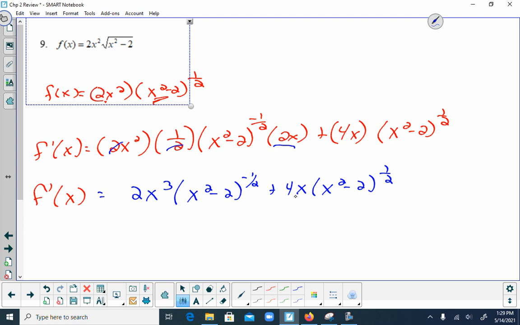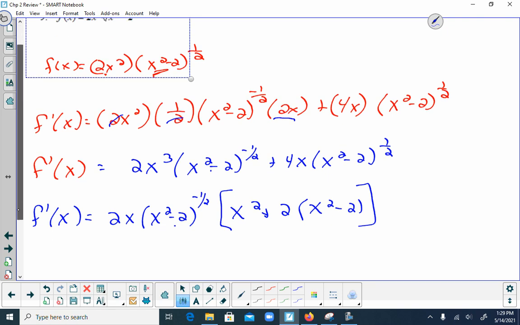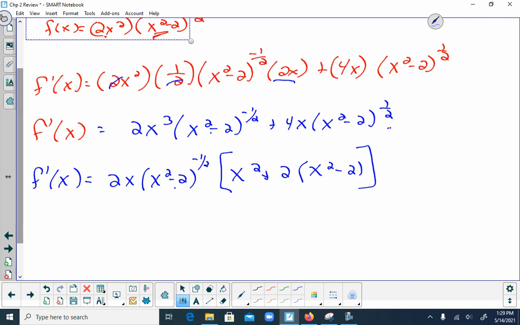So I am going to factor out an x and a 2. So 2x. And then I'm going to factor out this quantity of (x squared minus 2). The lowest power I see is negative 1/2. So from the first term, I'm going to have to multiply by x squared to get that 2x to the 3rd. And then I've already factored that out. From the second term, I'd have to multiply 2x by 2. And then I'd have to multiply this by (x squared minus 2). So that when I add the 1 plus the negative 1/2, that will give me back to this 1/2.